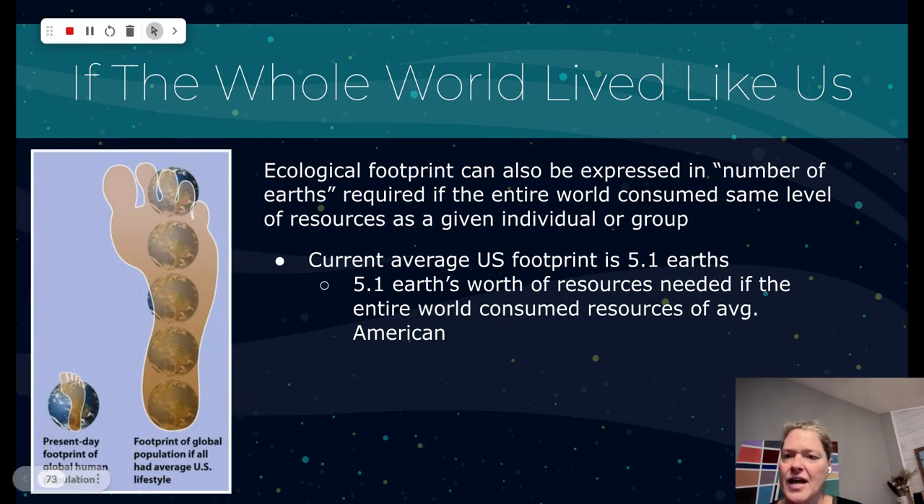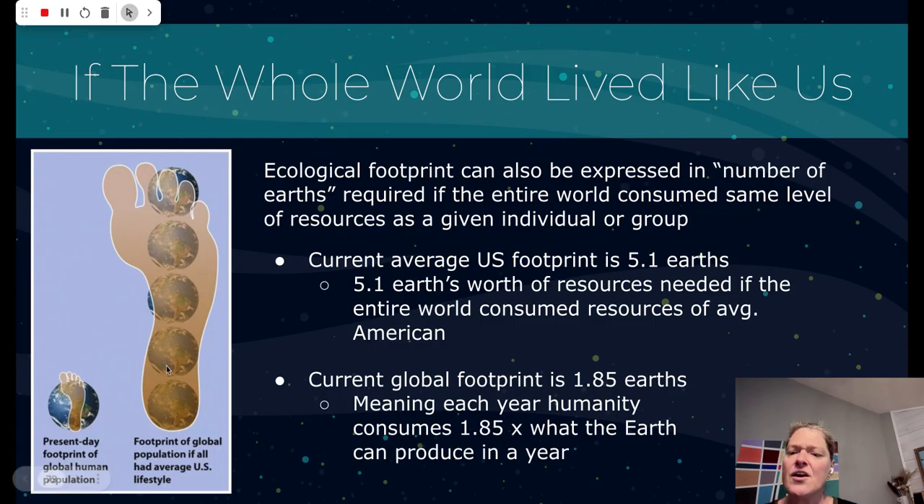Let's take a look at this really quickly. Present day, here is our footprint of the global human population. You can see the small footprint on the Earth. And here you can see our average global human consumption. If we look at the average person on the planet, it would take about 1.85 Earths. What that means is that humanity consumes 1.85 times what the Earth can produce in a year.